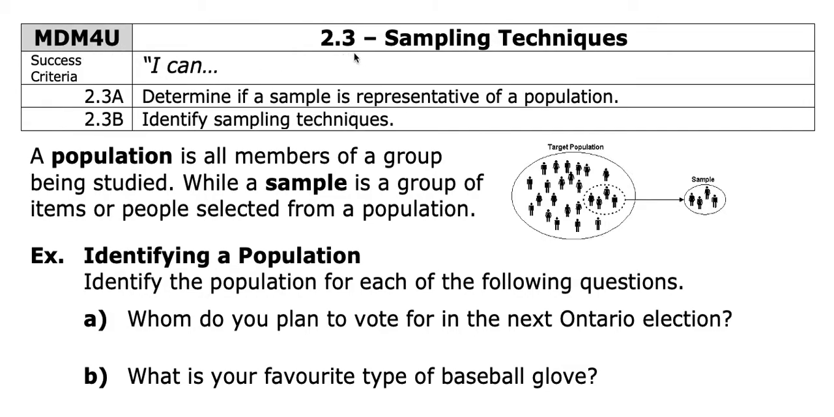MDM4U, 2.3 sampling techniques. A population is all members of a group being studied, while a sample is a group of items or people selected from that population. So in a statistical study, there's some group that we're trying to investigate, and the population is all people who could potentially be surveyed, or all people who are a part of that group of interest. A sample is a selection from that group that is being used as a representation of that group.